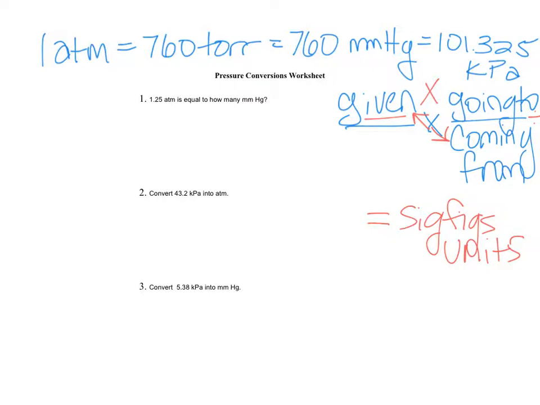All right. So for number one, we're going to set up our fence post here first before doing anything else. 1.25 ATM is equal to how many mmHg, millimeters of mercury? So what I am given in the problem is going to be this 1.25 ATM. So given 1.25 ATM going to how many mmHg, millimeters of mercury? I am going to mmHg.